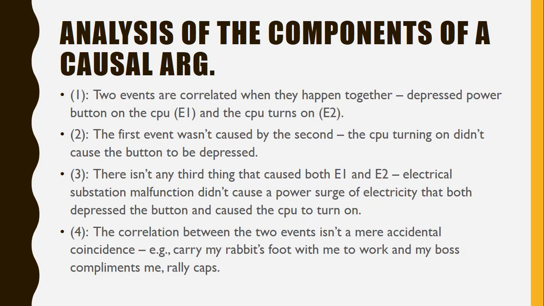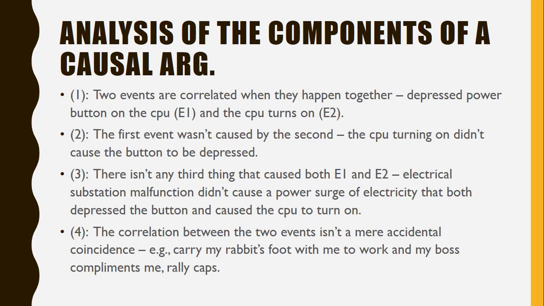So let's look closer in regards to the previous slide. Let's have an analysis of the components of a causal argument in regards to the four premises. What I have numbered here, 1 through 4, each correspond to the respective premise. So number 1 on this slide is referring to P1. Two events are correlated when they happen together. That's what it means for two events to be correlated.